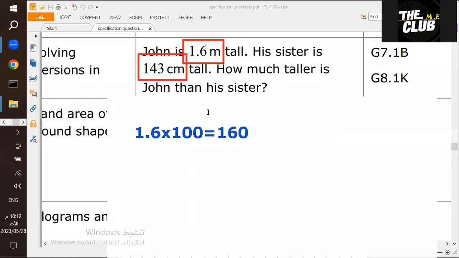Now we need to compare them. How much taller is John than his sister? So what do we do? We subtract them. Yes, minus 143. That's it. Easy. And it's going to be 17 centimeters. Remember the units. Okay, that's the idea for this question. Let's move on to the next one.